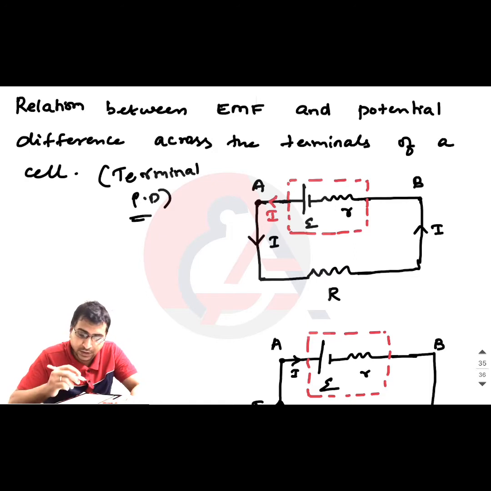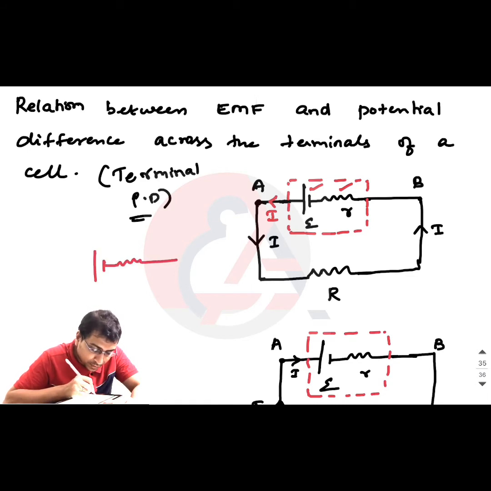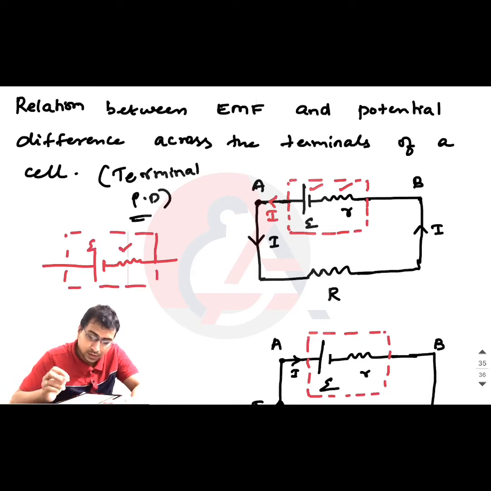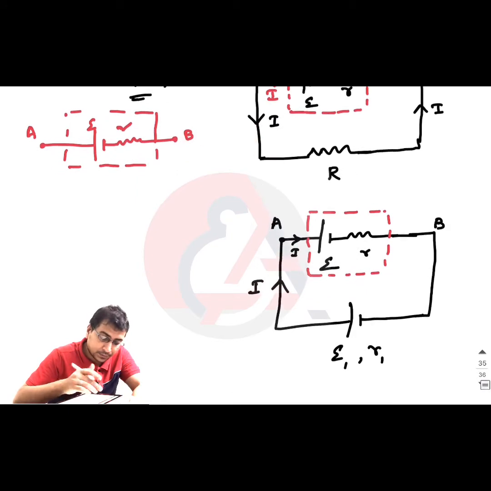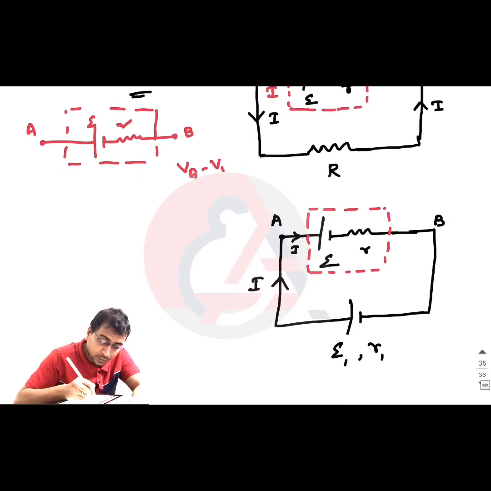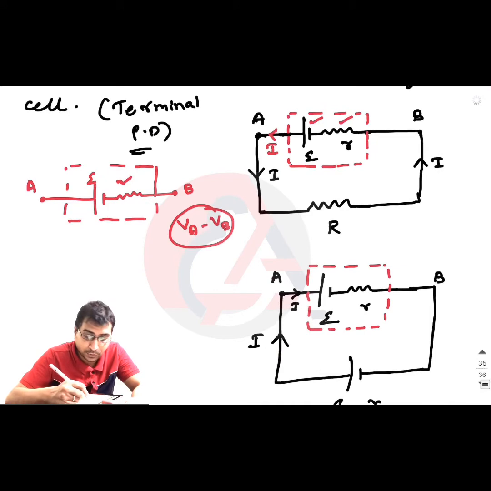Before that, a cell is represented with a resistor placed within a box. If you take a cell with an internal resistor put within a box, this is how a cell with internal resistance is represented. If I take this point as A and this point as B, then VA minus VB is what is called the terminal potential difference across a cell. I have shown you two cells here with EMF E and internal resistance r.